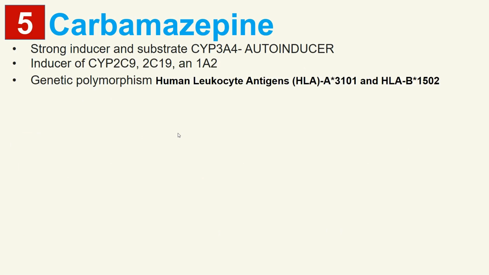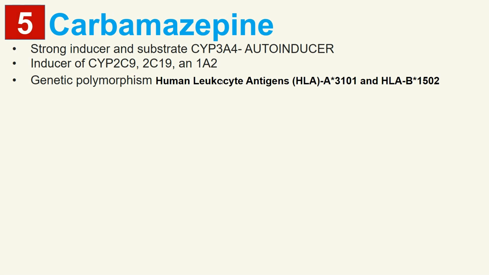All right, the next drug, a big one, is carbamazepine. Carbamazepine is known for lots of drug interactions because it is a strong inducer and substrate of 3A4. That's the big thing. It is also known as an autoinducer, meaning carbamazepine metabolizes its own products. It induces CYP3A4 and is also a substrate for it. Not only that, carbamazepine also induces 2C9, which plays a very important role, and 1A2 as well.